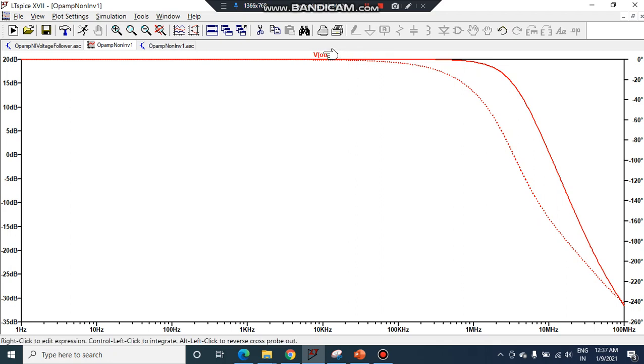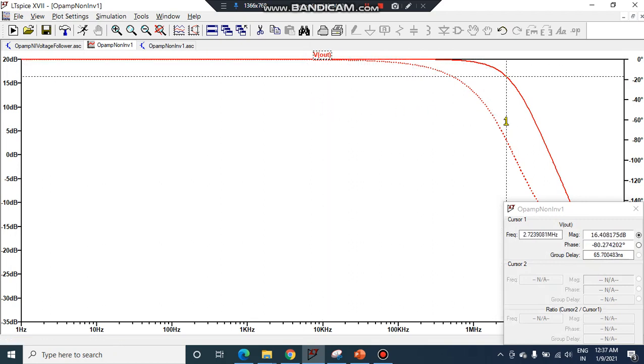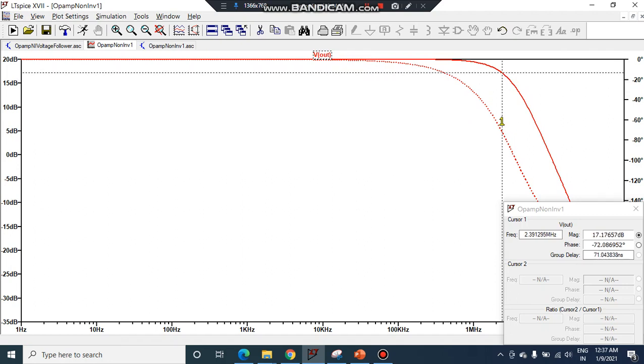So like in previous case, we can also identify the upper cutoff frequency. There will be no lower cutoff frequency because op-amp is a direct coupled amplifier. So I again select it to be 17. This is nearly 17 and 2.39 megahertz. This is my upper cutoff frequency. So this is AC analysis of non-inverting amplifier.